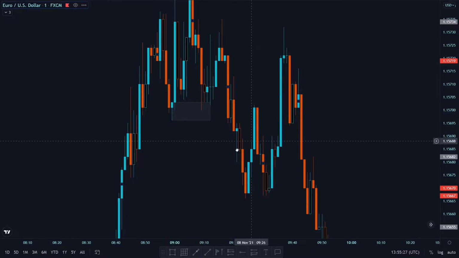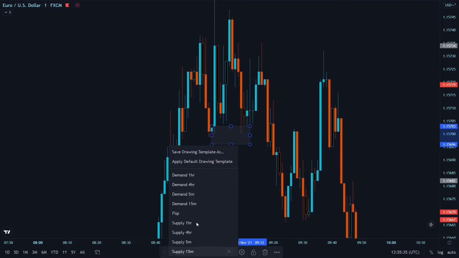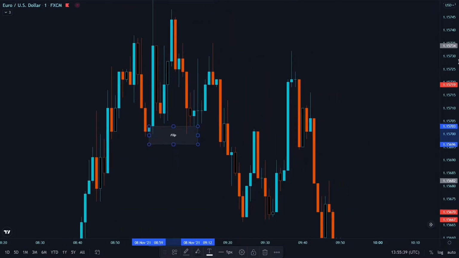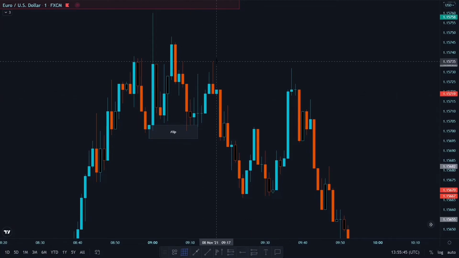What happened is in this demand zone, we get a reaction, we fail the reaction. That's why this becomes our flip, and this red candle becomes our point of interest. Take this candle, mark this candle, place my sell limit here.